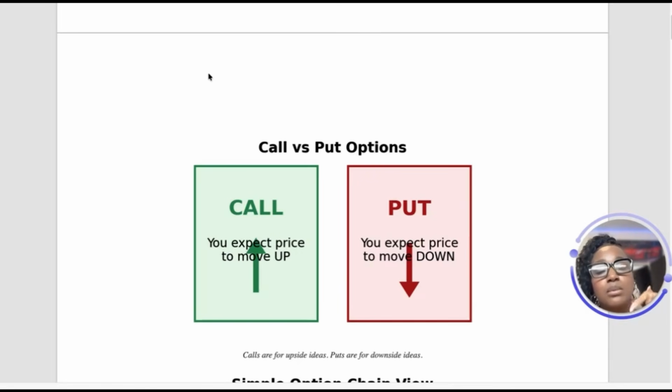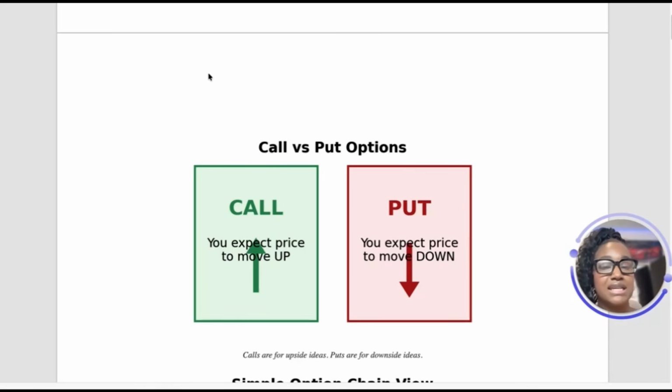So if you see that price is trending up and you are expecting it to continue to go up, you would purchase a call contract. When that stock continues to go up, your contracts are now in profit, and that's how you're able to sell in profit. Okay, you're expecting price to continue to move in that said direction.